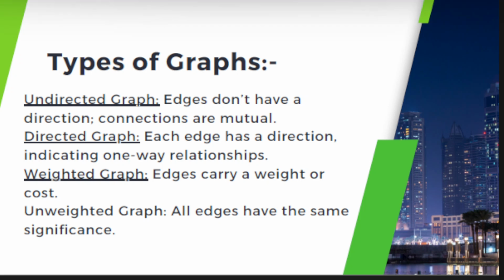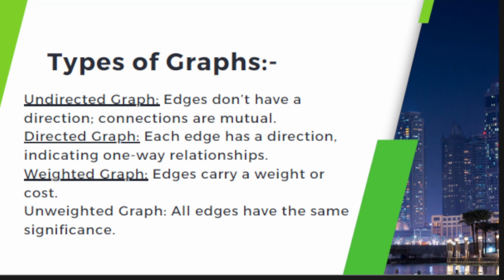Undirected graph. Edges don't have a direction. Connections are mutual. Directed graph or digraph. Each edge has a direction, indicating one-way relationship. Weighted graph. Edge carry a weight or cost, commonly used in shortest path problems like Dijkstra's algorithm. Unweighted graph. All edges have the same significance.